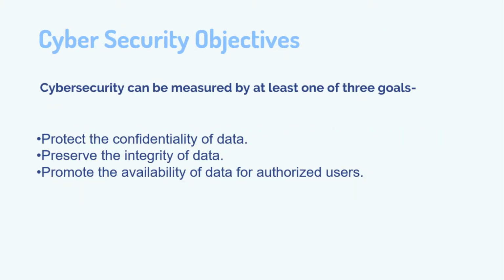Cybersecurity is measured by three goals, as you can see here. First, protect the confidentiality of the data. Confidentiality of the data means your personal data, or personal information, or if you have a business account, you need to protect that account. So that is the use of confidentiality. Then, preserve the integrity of the data. Integrity means that the data should not be in a corrupted state. We need to save data in the cloud or somewhere without any corruption. And promote the availability of the data for authorized users.